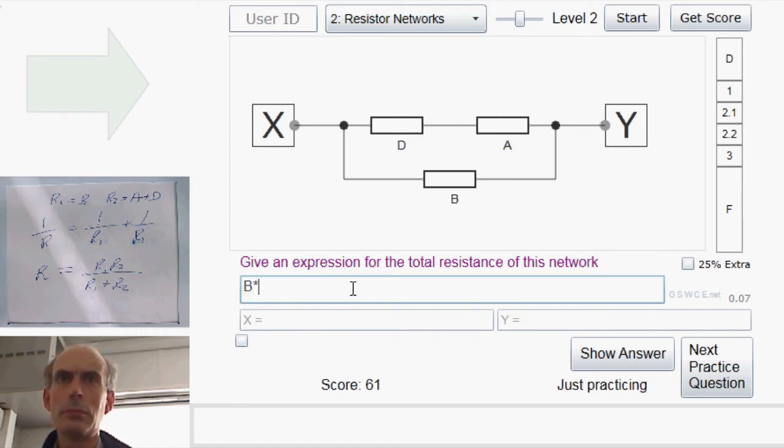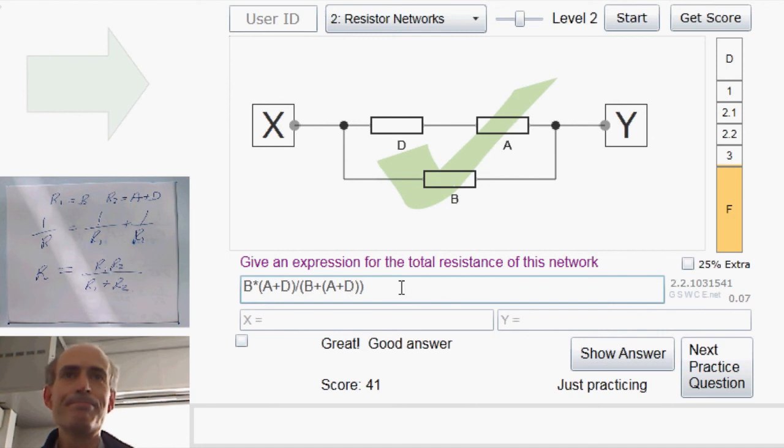B times (A plus D) divided by B plus A plus D. And that will do. There are various other ways you could express it, obviously, but as long as you get something that evaluates to the right answer, you should get the tick. That's level 2.